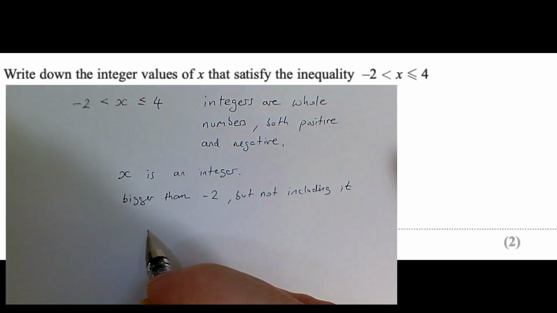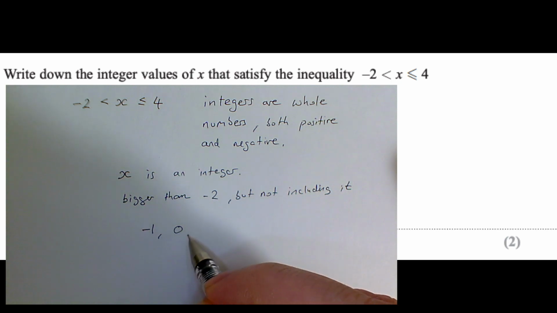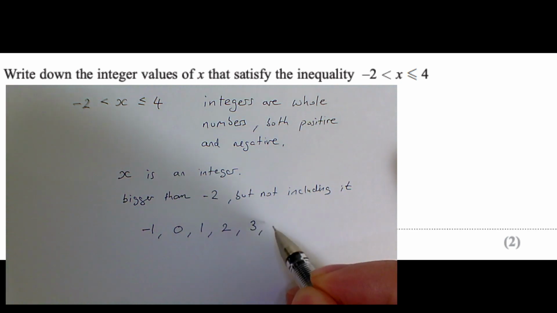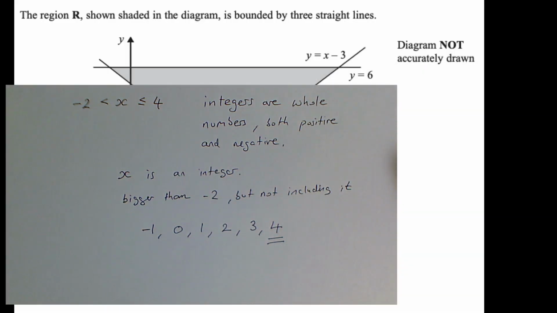Alright, so all you have to do is jot those down for the examiner and you're done. Okay, and that will get you 4 marks. It must include the 4 and not include -2.